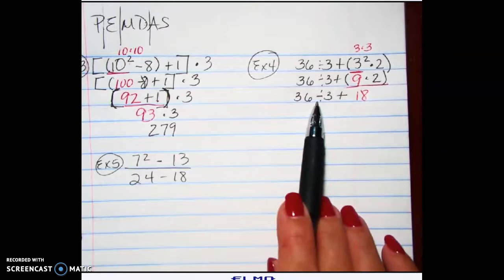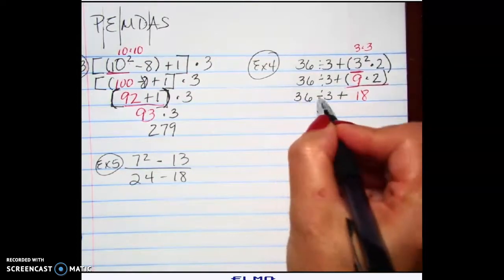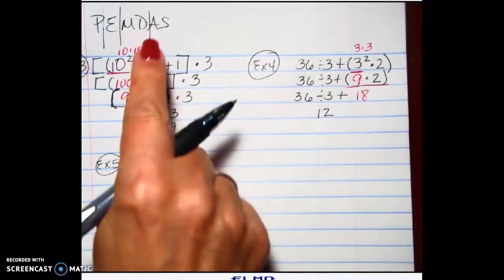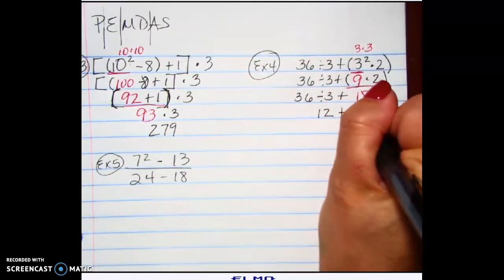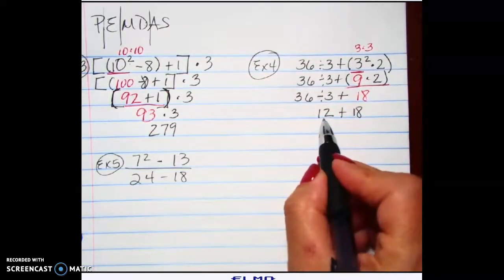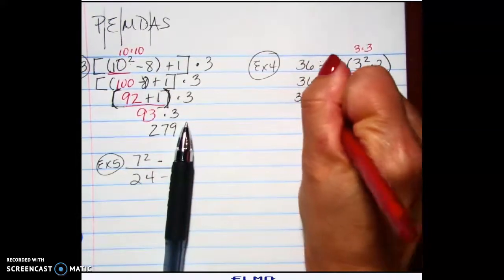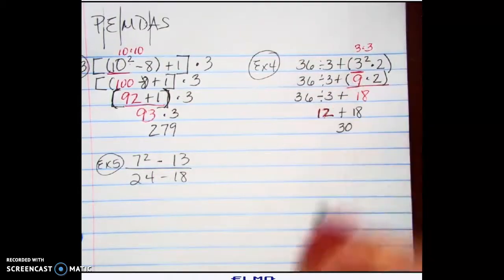Well, there's divide and add, so no choice. I just go ahead and do 36 divided by 3, which is 12. Now I'm at add and subtract. So I will add 18. So what is my answer? 12. Oops, that was supposed to be in red. Sorry, guys. 12 plus 18 is 30.